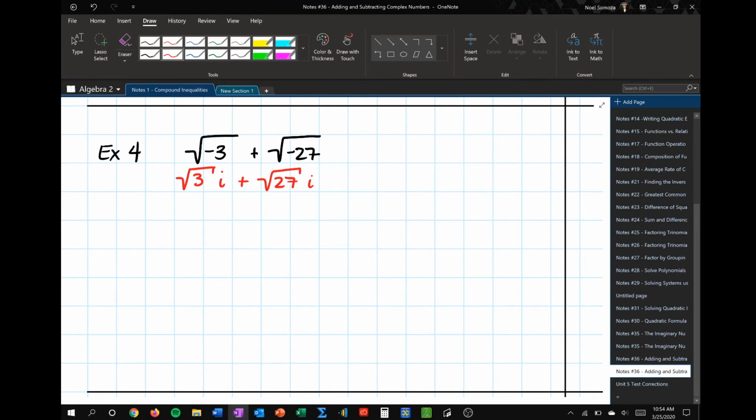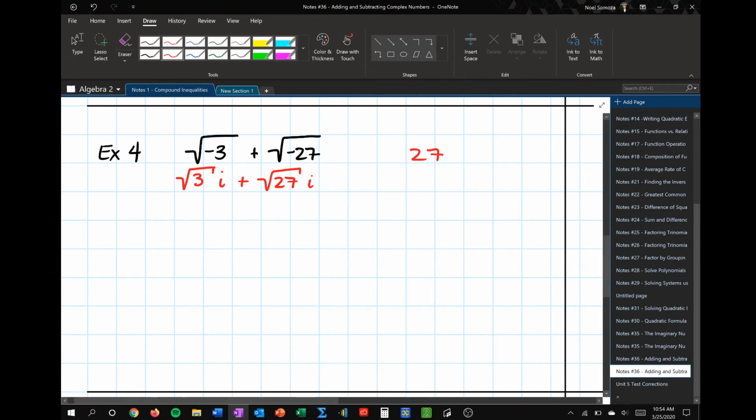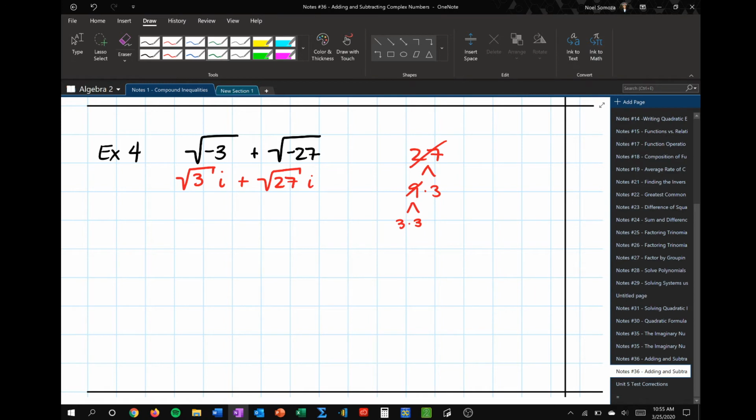Now 27, well, 3 is simplified down to its lowest form, but 27 is not. So starting with 27, factor tree it. We can do 9 times 3. 27 no longer active, so now 9 times 3, we can factor down 9 into 3 times 3. 9 is no longer active, so cross it out.